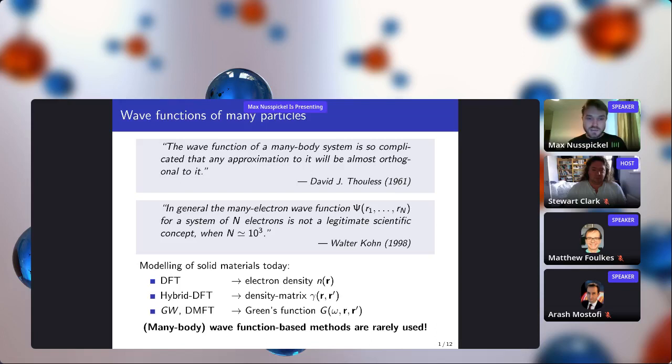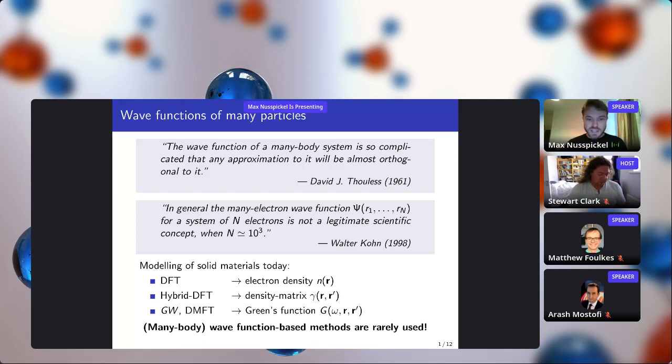And we can see the effects of that. So apparently the many-body wave function is a very complicated object, and we can see the effects if we think about how solid materials are modeled today, in that we mostly use quantities such as the electron density, density matrix, or Green's function, electron propagators, to describe a quantum system. And very rarely do we actually use the many-body wave function. Seems to contradict maybe a little bit the introduction that Matthew just gave in his very nice talk. But I would still argue that the bulk of solid-state modeling is really density functional theory or some of these methods.